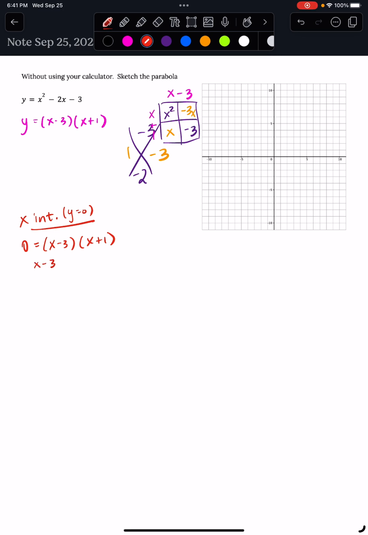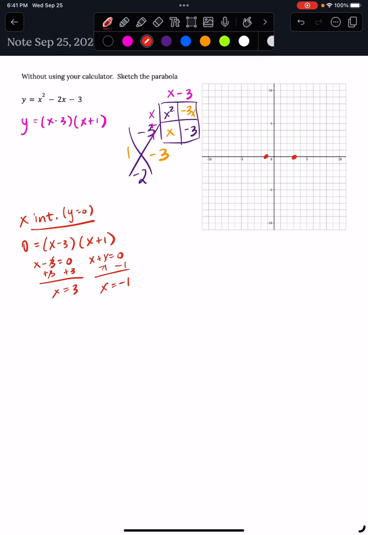So when x minus 3 is equal to 0, this whole equation will be equal to 0. And when x plus 1 is equal to 0, the whole equation will be equal to 0. So I can add 3 to both sides, and we'll be left with x equals 3. And I can subtract 1 from both sides, and we'll be left with x is equal to -1. So in my graph, I'll be able to see that my x-intercepts are at -1 and 3.